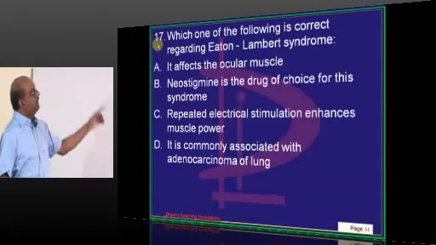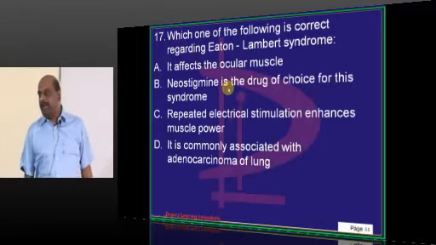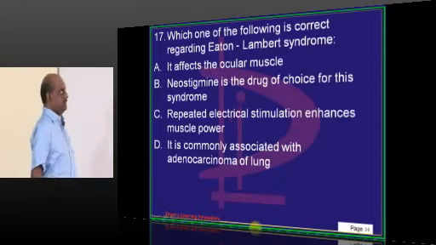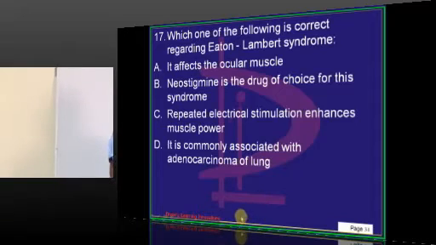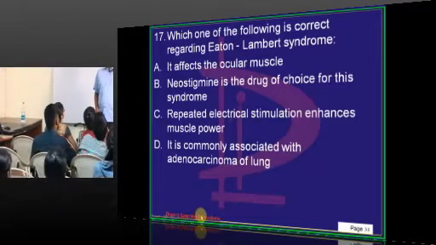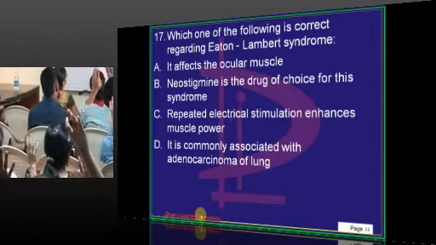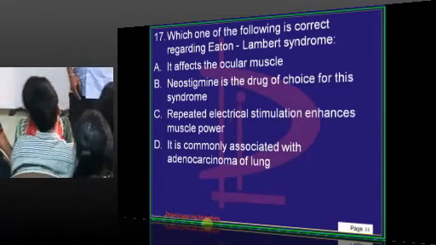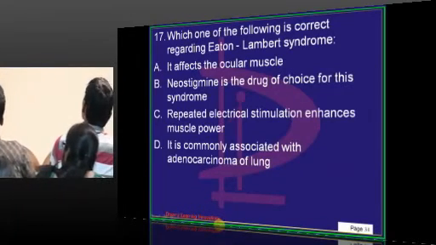That's good. What is correct about Eaton-Lambert? Give an answer, doctor. How many didn't hear about Eaton-Lambert? Okay, first let me tell what is Eaton-Lambert. After listening, at least answer. Simple, doctor.